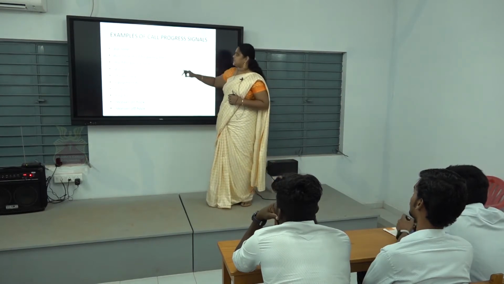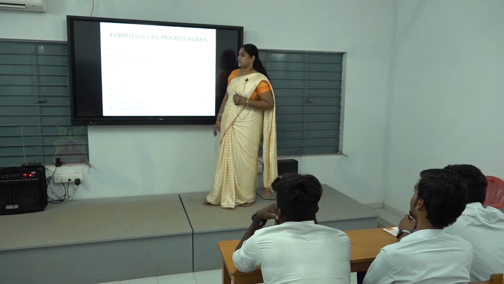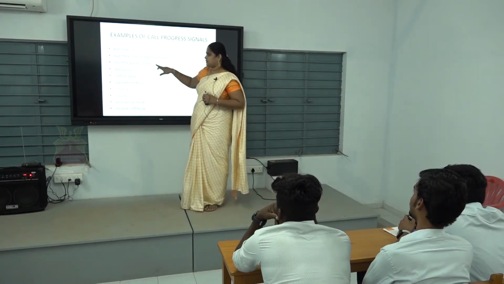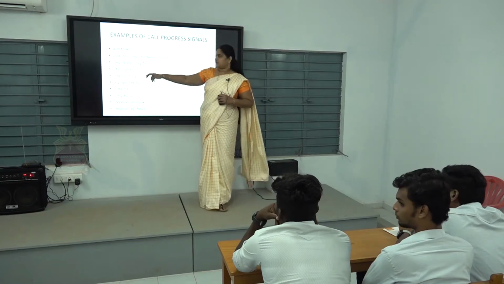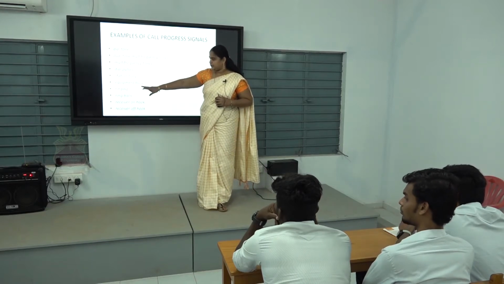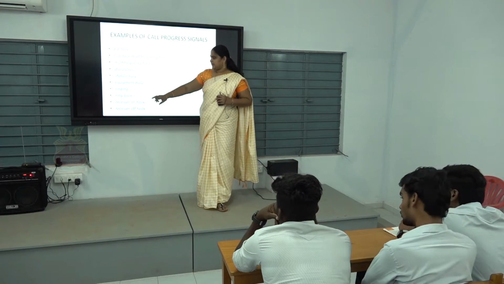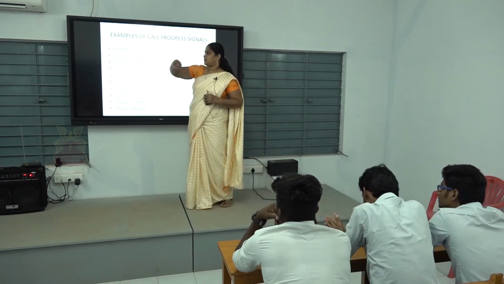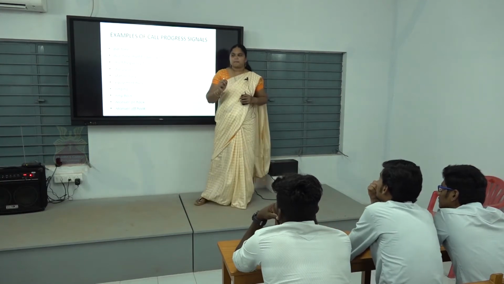Okay. So the examples of call progress signals are: first, dial tone; second, dual tone multi-frequency tones; third, multi-frequency tones; fourth, dial pulse; then station busy, equipment busy, ringing, ring back, and receiver on-hook and off-hook. So first is dial tone.